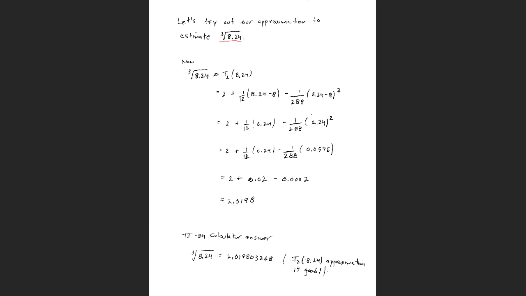So how would mathematicians do this? How would they find this? How does your calculator find this? Well, we have our second degree Taylor polynomial. X is going to equal now 8.24. That's your value of X. So the cube root of 8.24 is approximately t sub 2 of 8.24. What I'm doing is I put in 8.24 in for X.